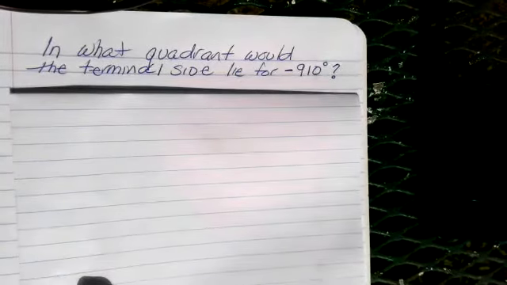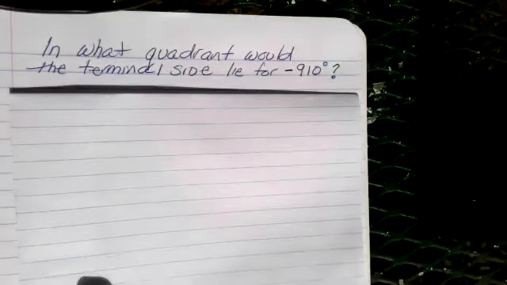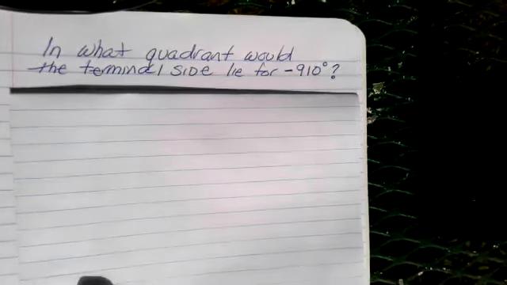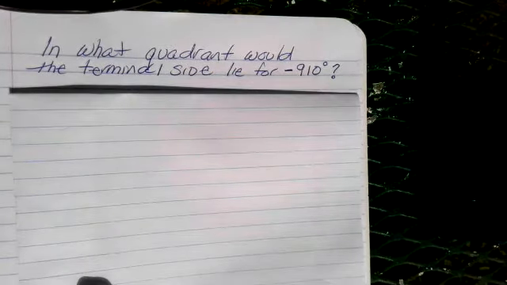So we're continuing in this section, and this first example asks, in what quadrant would you find the terminal side of negative 910? I don't know if you want a second to try to figure that out. I get various answers when I'm in the classroom. So if you want, I'll give you 30 seconds. Maybe I'll do it too.